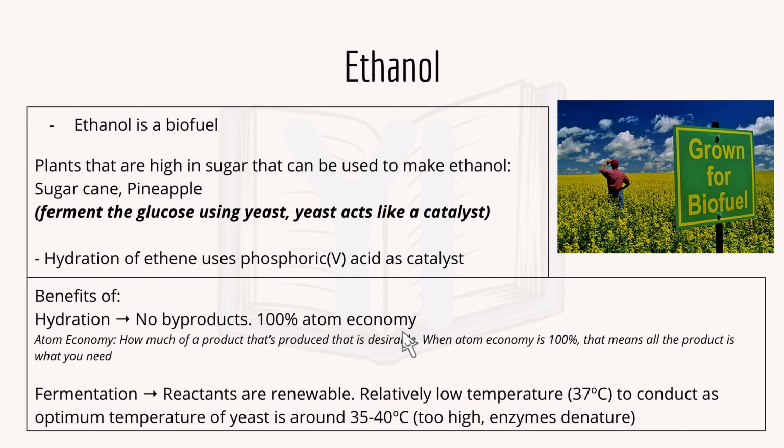So move on to ethanol. Ethanol is a biofuel, and plants that are high in sugar can be used to make ethanol, like sugarcane or pineapple. You ferment the glucose using yeast, and yeast acts like a catalyst. And hydration of ethene, as talked about just now, uses phosphoric acid as catalyst.